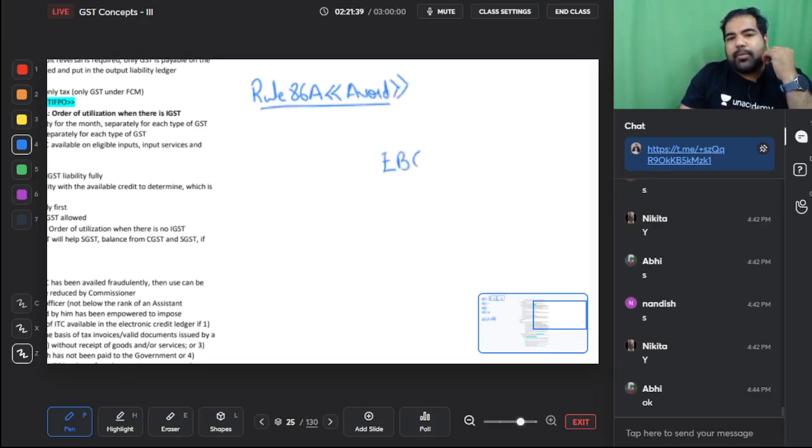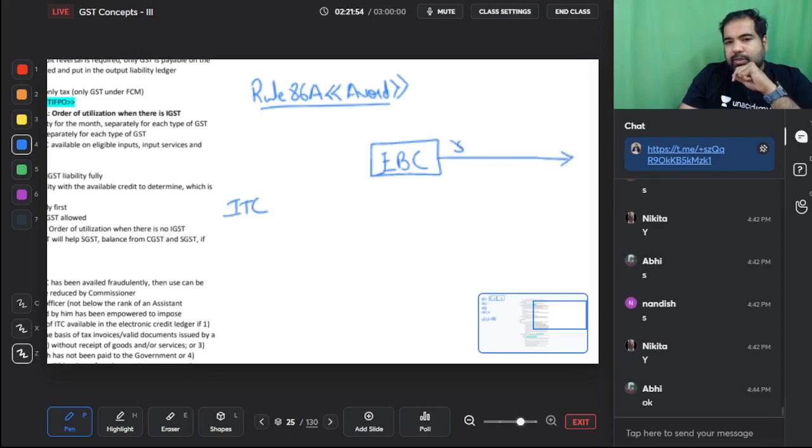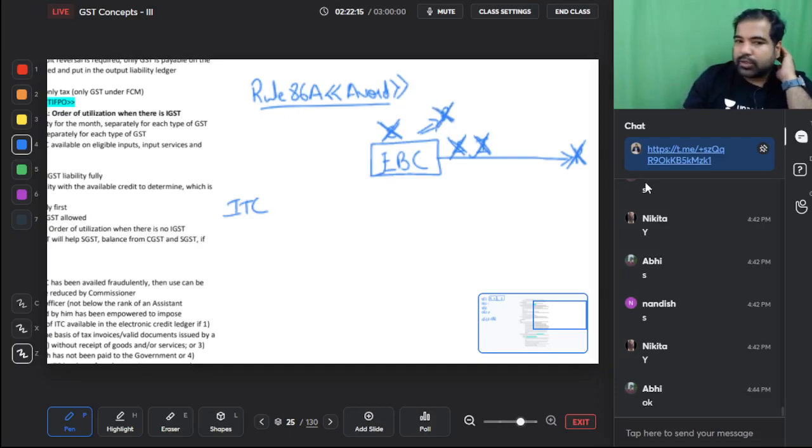Guys, when an electric bike company takes credit, the officer may feel that something is wrong. What is wrong? Either you have taken ITC but there has been no supply, or the supplier is not there, or the invoice is not there, or the recipient is not there, or the return is not there. One of these conditions exists.